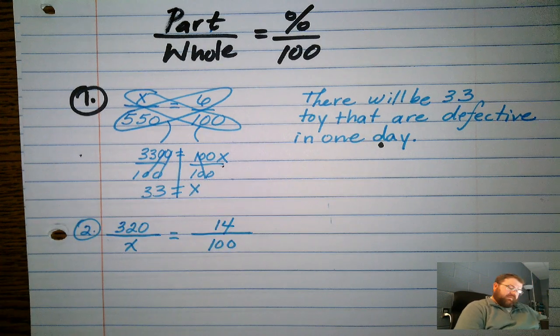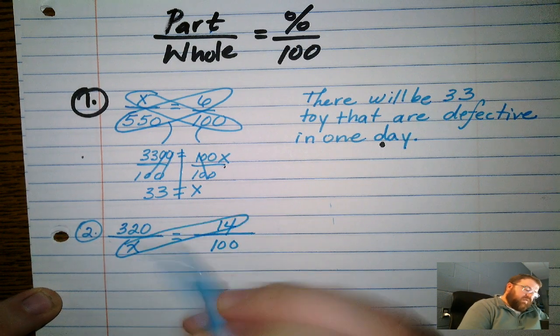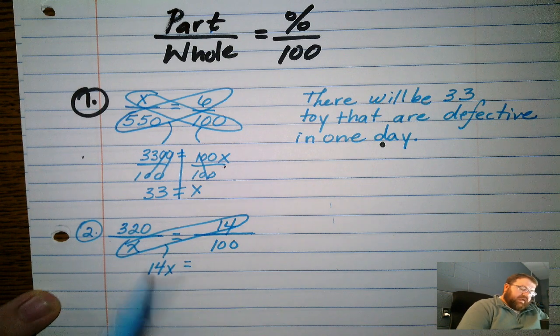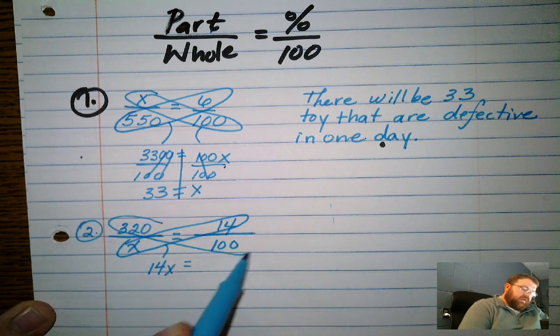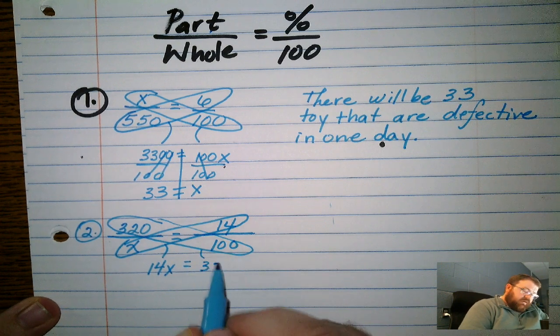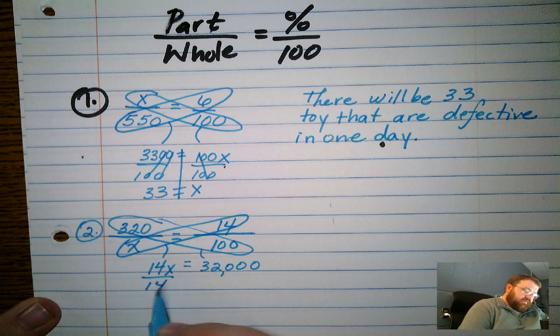Okay? Now from here, we solve it using the butterfly method. So I'm going to do x times 14, which is going to be 14x. I'm going to do 320 times 100, which is going to be 32,000. And I'm going to divide both sides by 14.